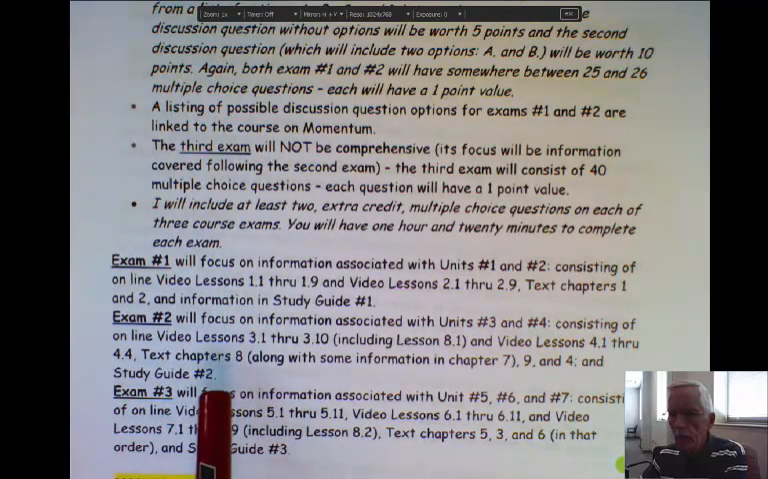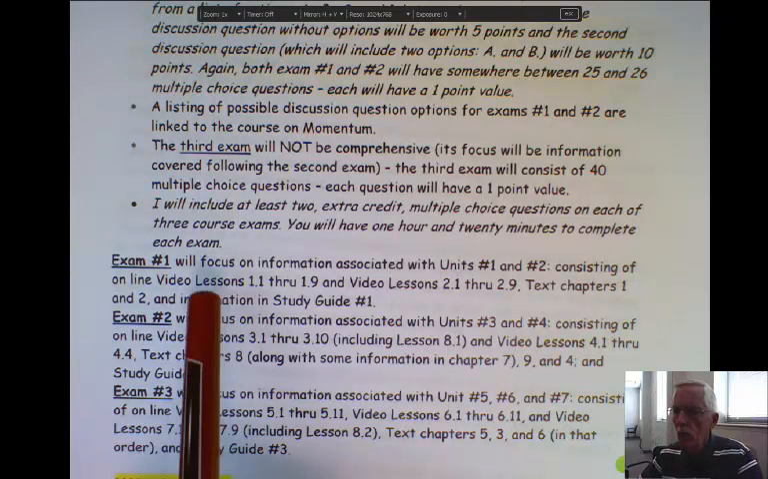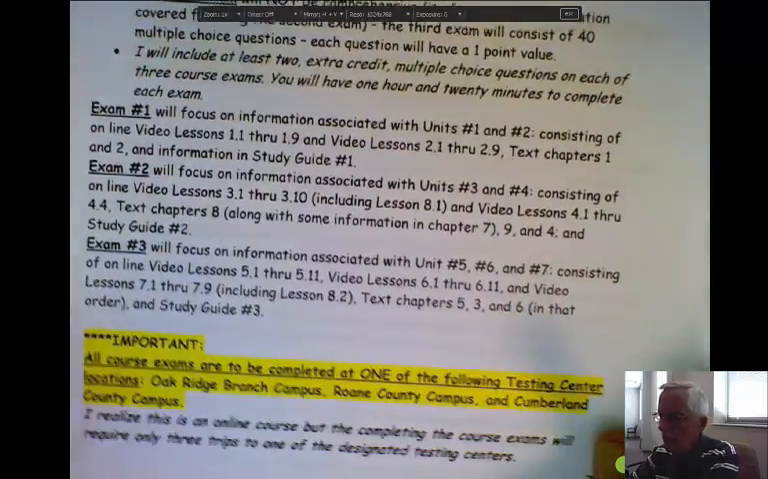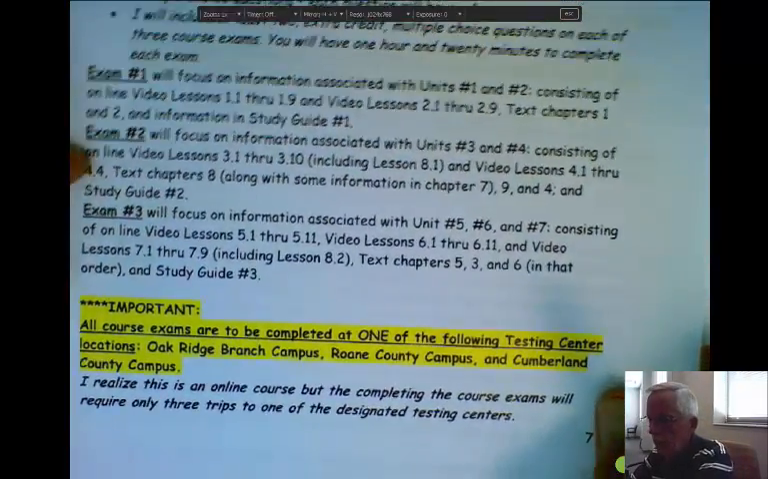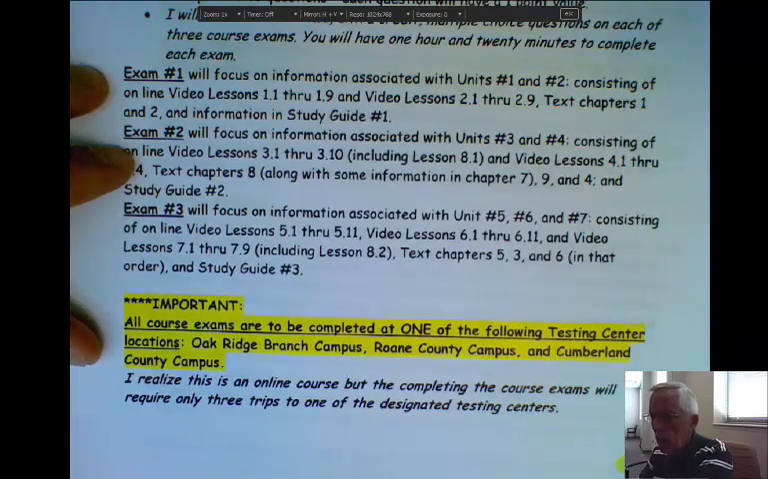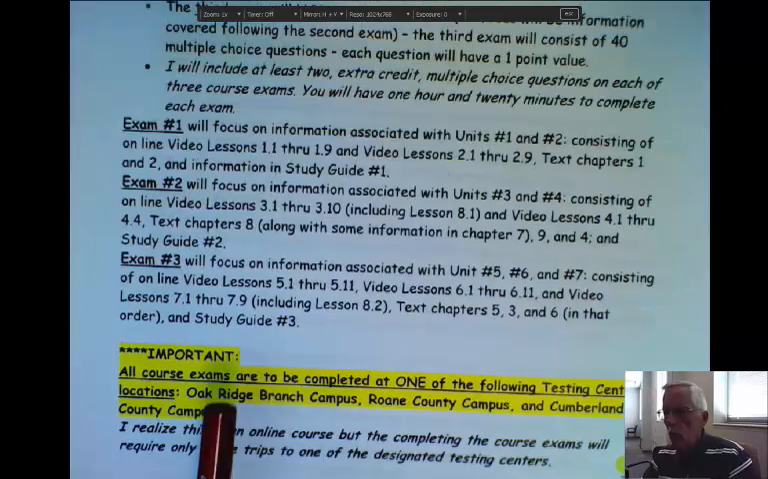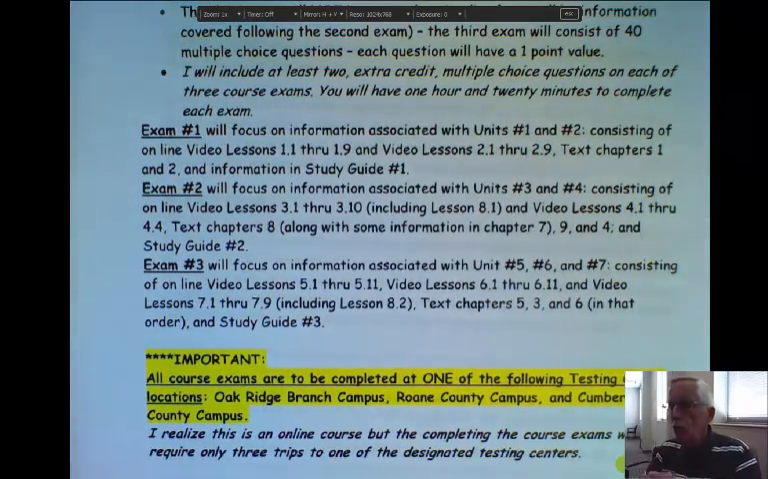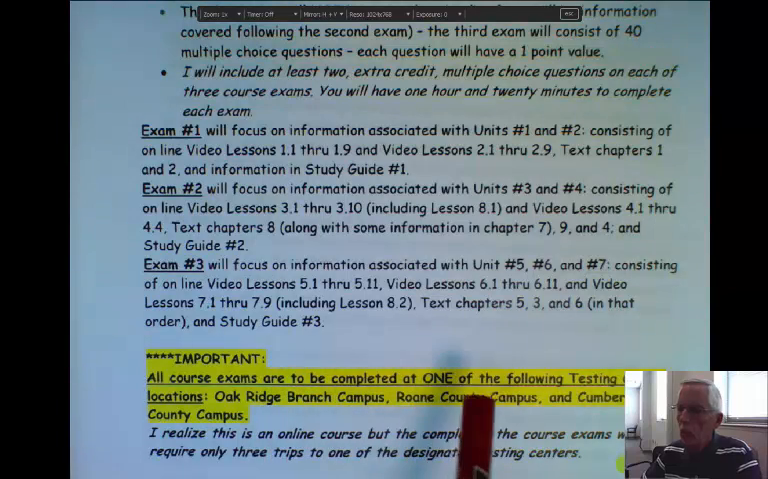Now, if you'll notice again, a little more than midway down on page 7, I've highlighted what's going to be included in terms of video lessons, chapter assignments, etc. for Exam 1, Exam 2, and Exam 3. Now, it's very important that you understand, and I've highlighted this on your syllabus on page 7, that the course exams will have to be completed at one of 3 Roane State Testing Center locations: the Oak Ridge Branch campus, the Roane County campus, or the Cumberland County campus.